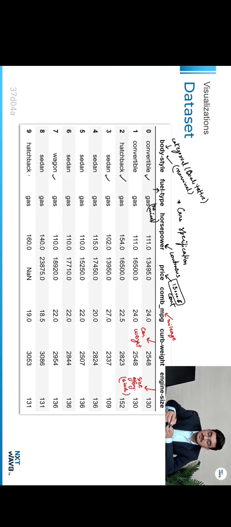Now, this can also take any form. It could be 130, 130.5, right? Hence, it is continuous data.